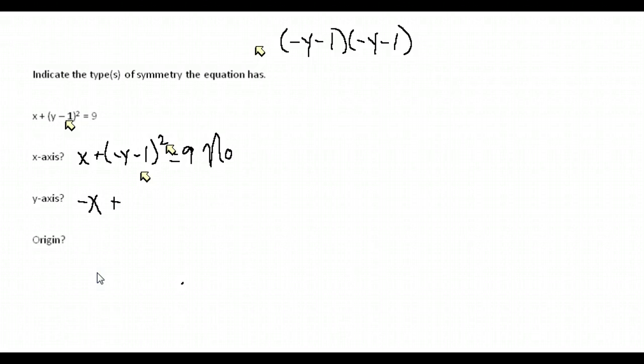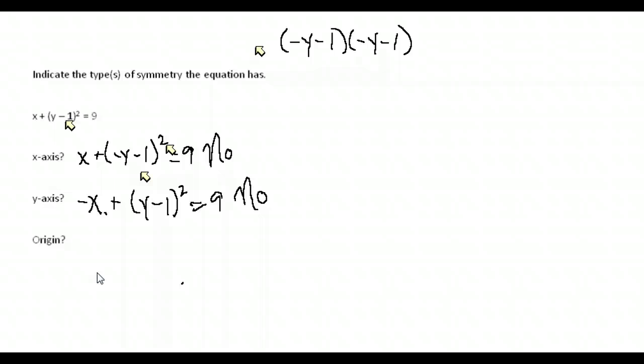So we replace our x with a negative x, leave our y's alone, leave our 1 alone, leave our 9 alone. Try to simplify, but there's really nothing we can do to simplify the number negative x. So we're done. It does not look like our original equation, so there's also no y-axis symmetry for this equation.